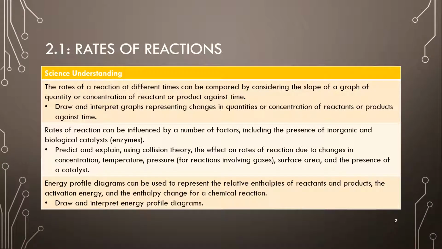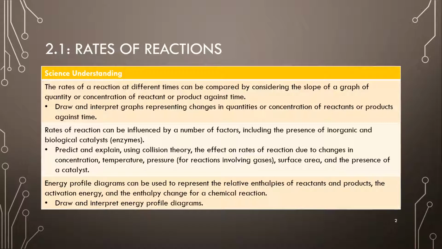Sorry, this table. So the rates of reaction at different times can be compared by considering the slope of a graph, quantity or concentration of the reactant or product against time. You need to be able to draw and interpret graphs representing changes in quantities or concentration of reactant or product against time. And also, rates of reaction can be influenced by a number of factors, including the presence of inorganic and biological catalysts, which is enzymes.